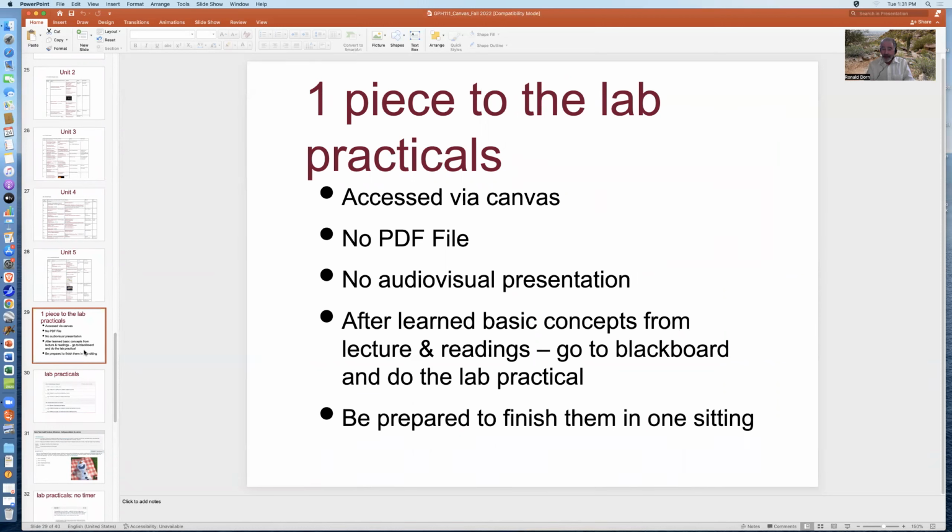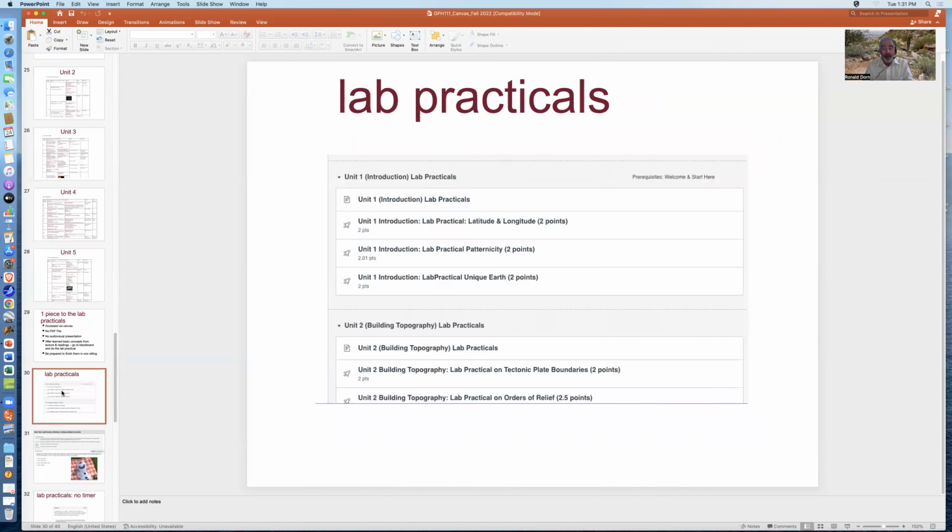There's no PDF file. There's no audiovisual presentation. You have to have finished the lecture first. I'd like you to try to finish them in one sitting, but you don't have to. You can stop and resume, but just try and practice finishing them in one sitting. But if you get confused, stop, take a screenshot, ask me a question.